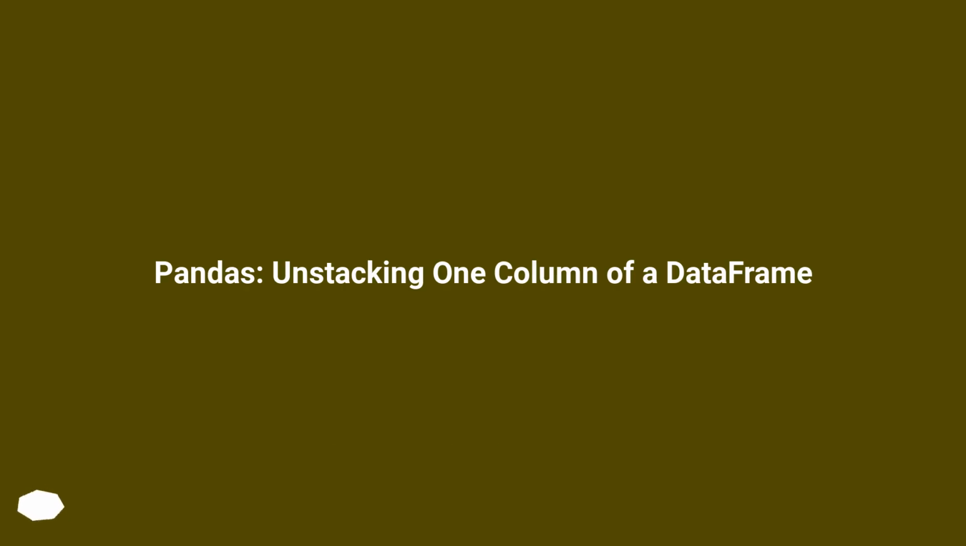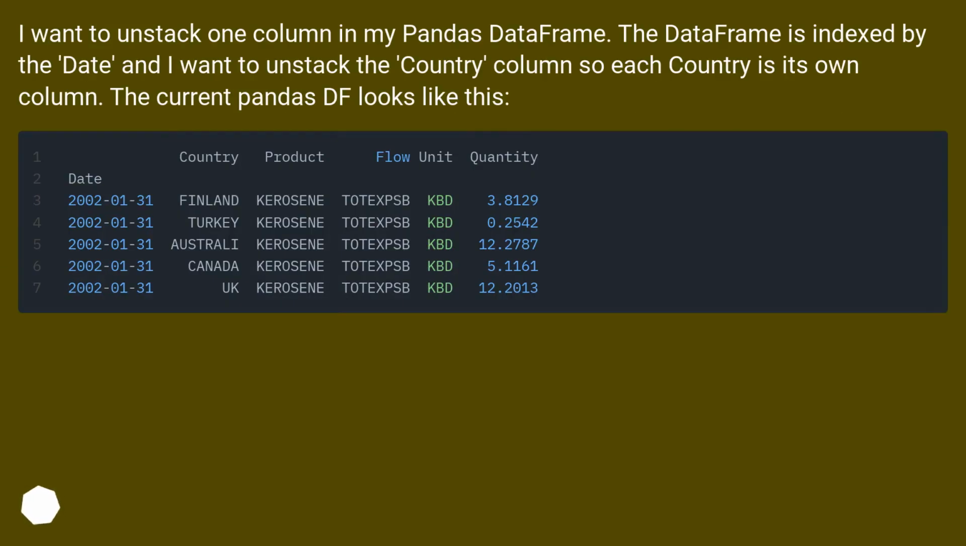Pandas, unstacking one column of a data frame. I want to unstack one column in my Pandas data frame. The data frame is indexed by the date and I want to unstack the country column so each country is its own column. The current Pandas DF looks like this.